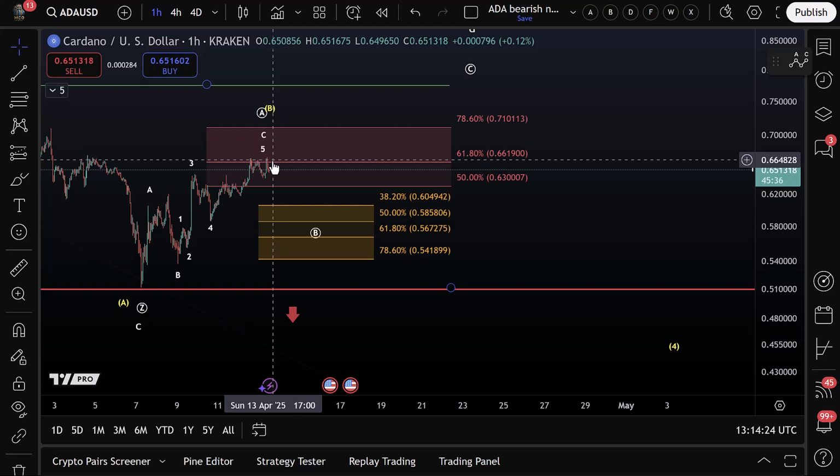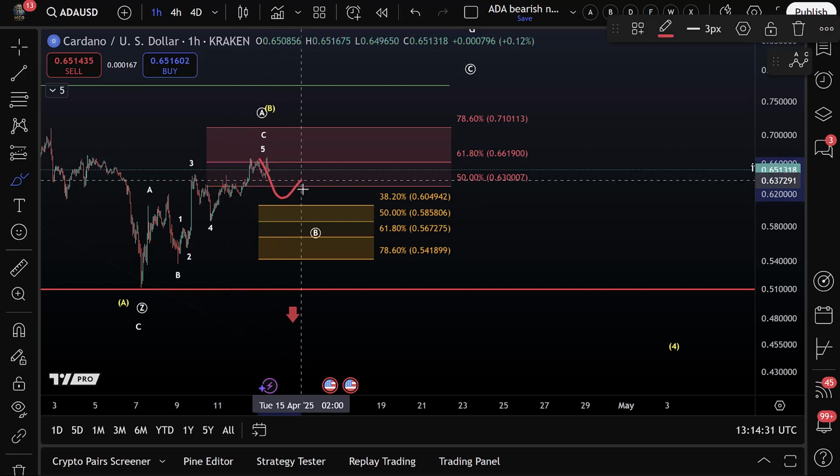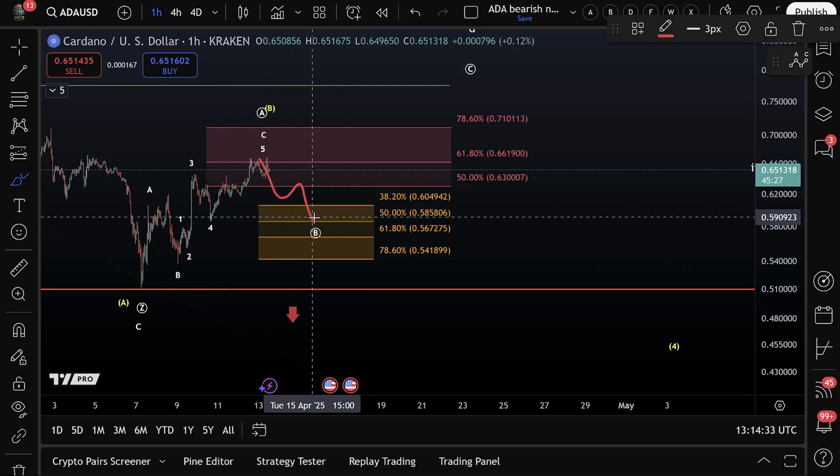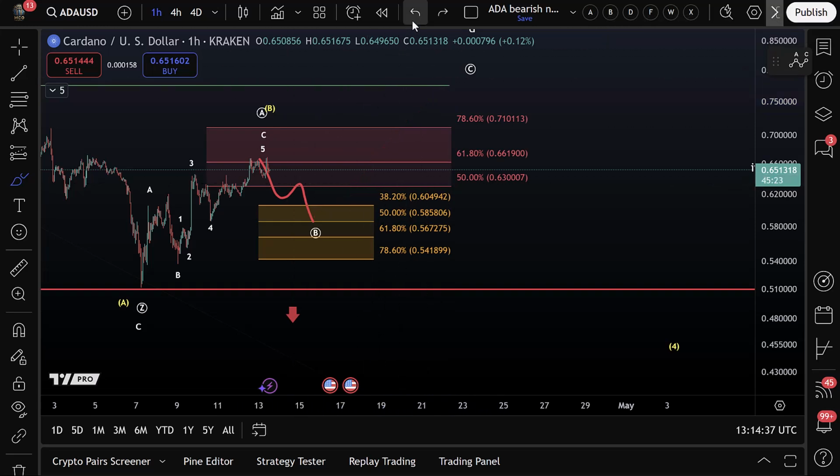Pay attention to the structure of the next pullback. And then if the pullback is corrective, which means if it's a 3-wave move down, like in an ABC structure, this could be a setup for higher prices in this C wave. So that's the update about ADA.